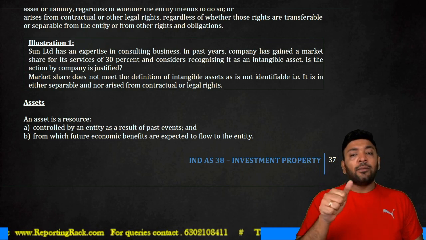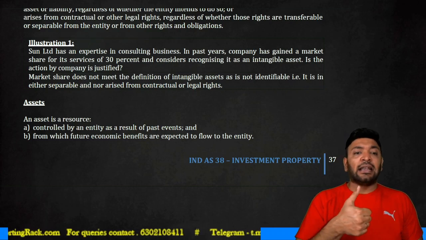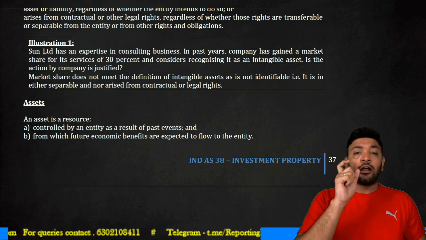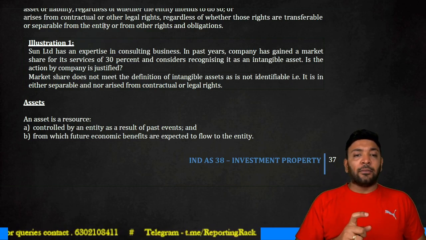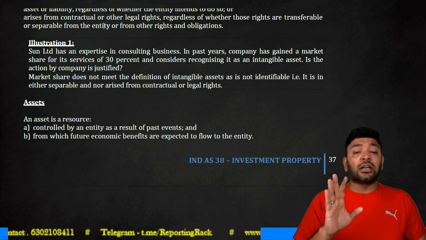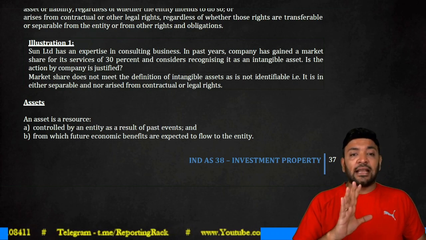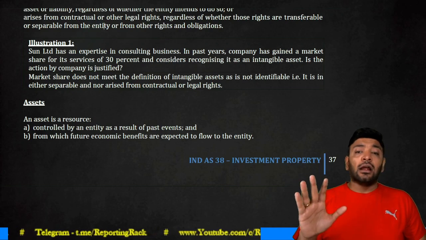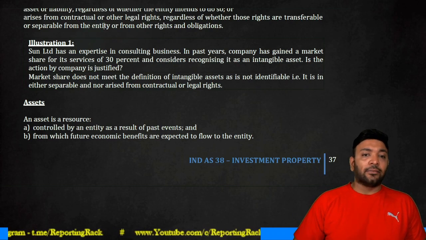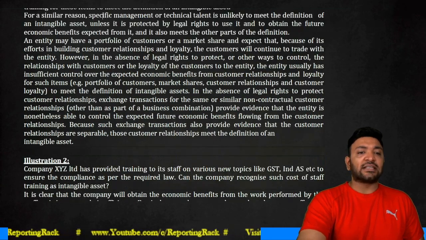Clear? So first one, it is not through separate legal rights and there is no tangible and intangible component which are coexisting in this case. Therefore, it does not meet the recognition criteria of identifiability. The second thing is that it cannot be measured because it is an internally generated asset and the cost of which cannot be reliably estimated. Therefore, it is not eligible to be recognized as an intangible asset. Clear? First, a simple illustration that we started.